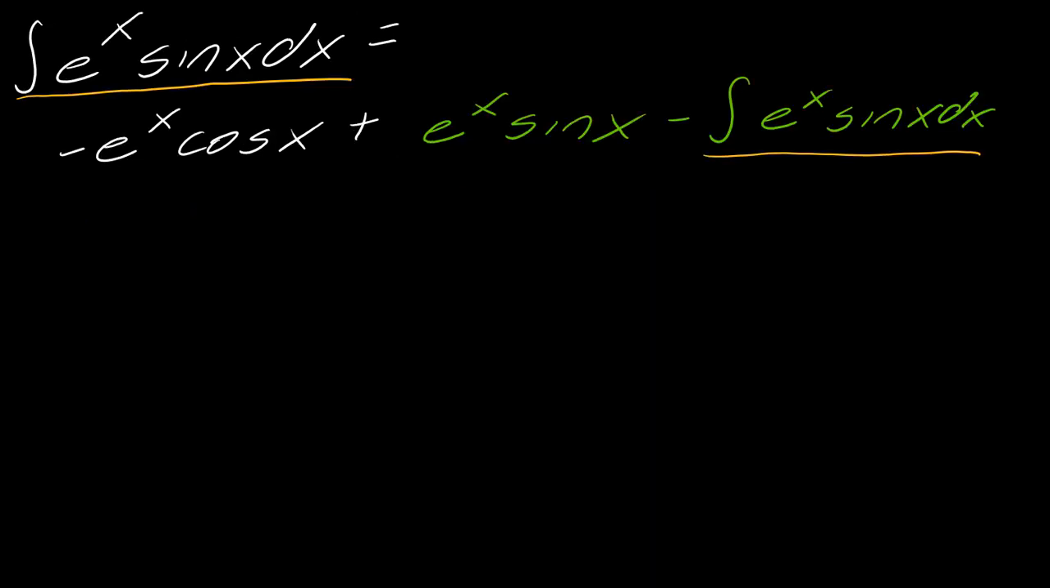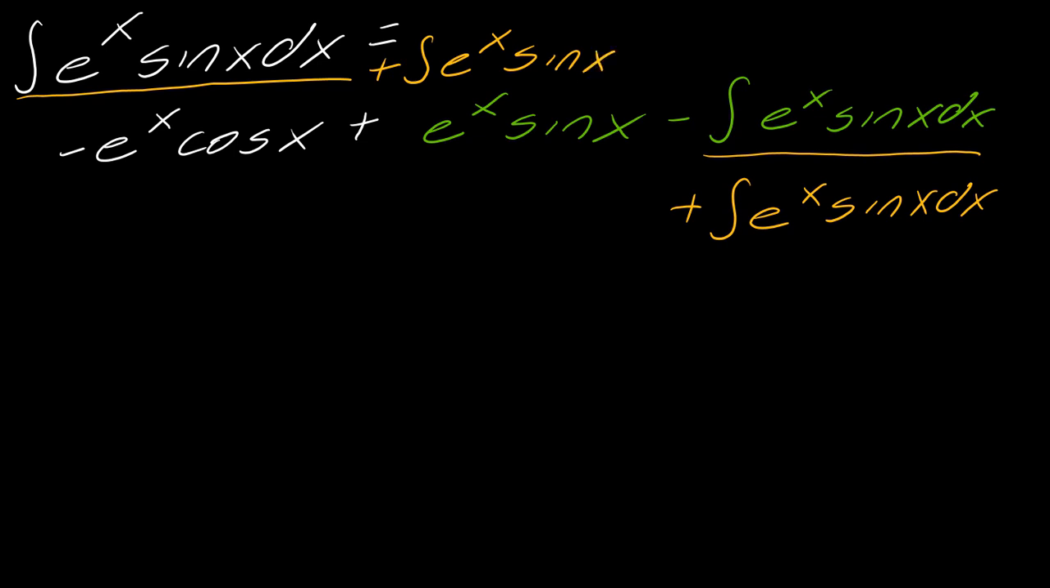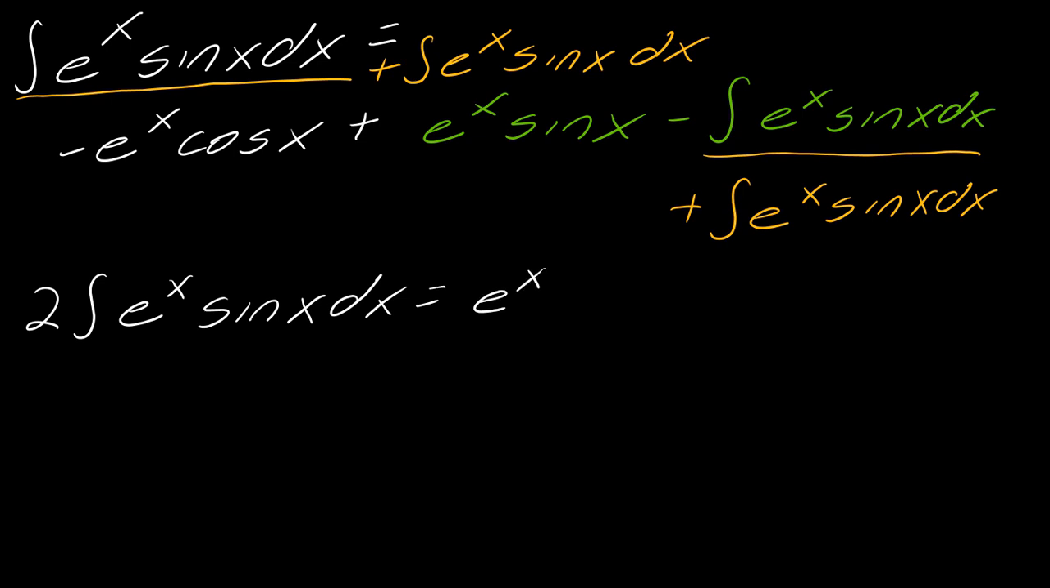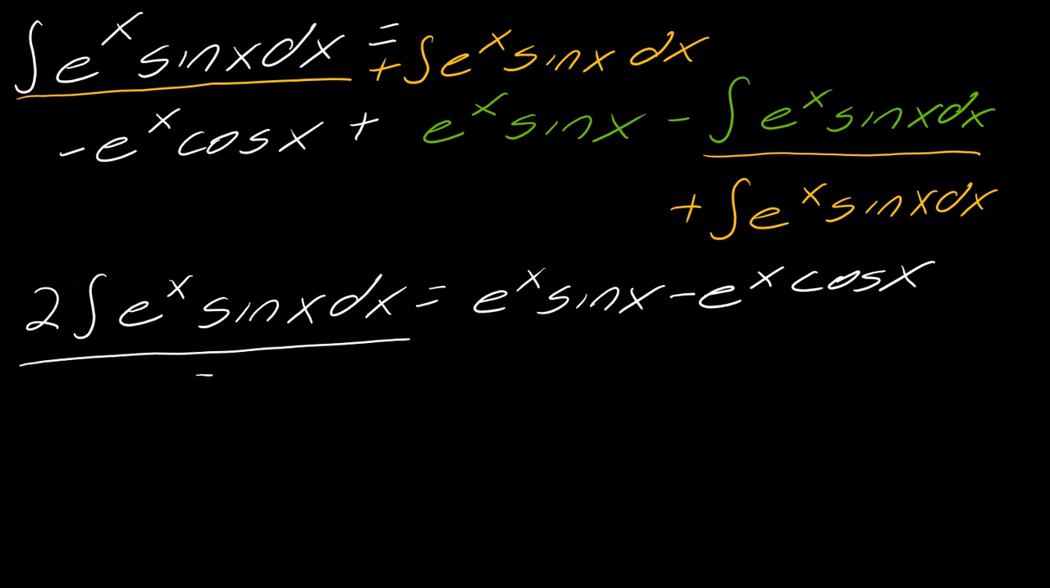So let me make some space. Okay, here's what I'm going to do. I'm going to add this integral to both sides. And now in doing that, I have two of these integrals. So this is now 2 times the integral of e to the x sine x dx equals, and I'll just write this so that the positive term comes first. I just think it looks nicer. Now, remember what I was trying to do: I'm trying to solve this integral, and with the way that I've set this up, I can actually solve for this. I could just divide both sides by 2, and now I have an actual solution for this.